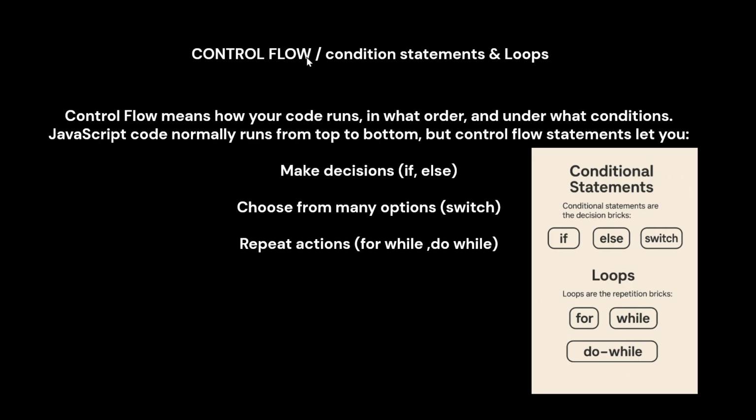Now let us learn what control flow is. Control flow means how your code runs, in what order and under what conditions. Normally, a compiler reads from top to bottom, but control flow statements let you make decisions, choose from many options, and repeat actions. Conditional statements include if, else, and switch statements, and loops include the for loop, while loop, and do while loop. We'll directly learn about these conditional statements and loops in Visual Studio Code with examples.